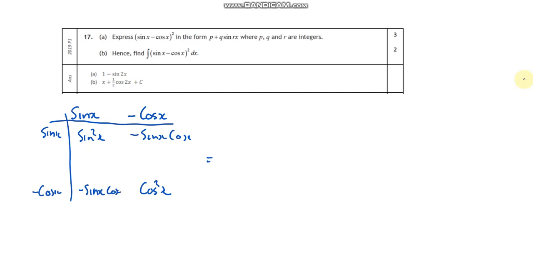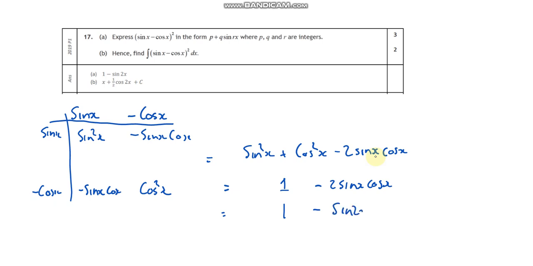So what does that give me? Well, it gives me sine squared x plus cos squared x take away 2 sine x cos x. Now we know that sine squared x plus cos squared x gives us 1, so that's just going to be 1. And this is our identity that we're given in the front of the booklet, negative 2 sine x cos x. Whenever you get these, it's maybe worth having a wee look at your formulae. But that becomes sine 2x.